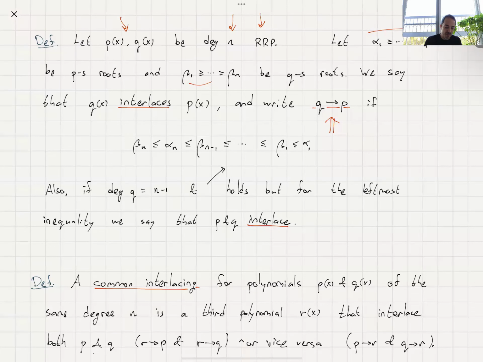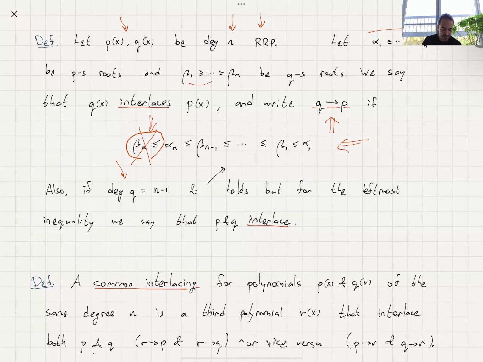So anyhow, if you have a degree n polynomial P and a degree n minus 1 polynomial Q, then we are going to say that P and Q interlace if the same thing happens, but now beta n is not a root of Q, so the roots of Q are just beta 1 down to beta n minus 1. So we say that P and Q interlace if this holds, but we just ignore the last inequality, which doesn't make sense. In this case, you can say just interlace because it's obvious who's who. It's not symmetric anymore.